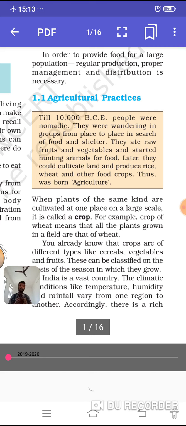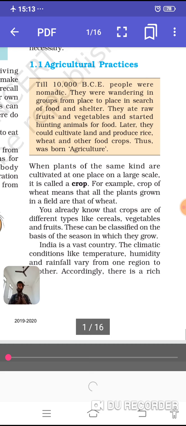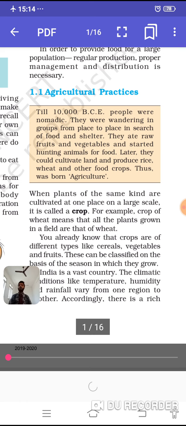And our 1.1 topic is agricultural practice, because we have to follow some agricultural practice to fulfill the demands of the people, to make better yields, to grow high amounts of crops. So we have to follow some agricultural practice, and we need some tools like a tractor. There are so many things which we use while doing farming nowadays. So let us see, what do we mean by agricultural practice?